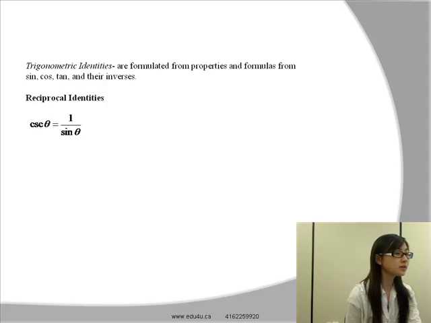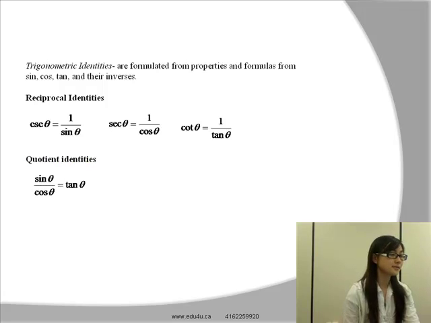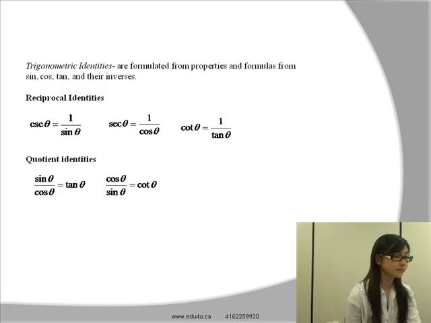Cosecant theta equals 1 over sine theta. Secant theta equals 1 over cosine theta. And cotangent theta is 1 over tangent theta. We call the quotient identities: tangent equals sine over cosine. And since cotangent is 1 over tangent, cotangent will be equal to cosine over sine.